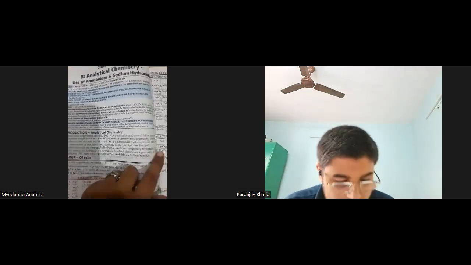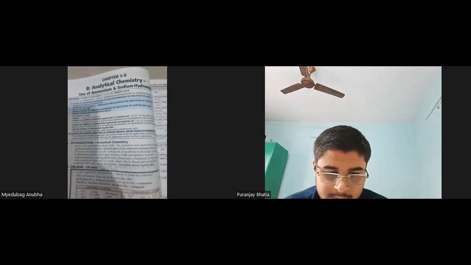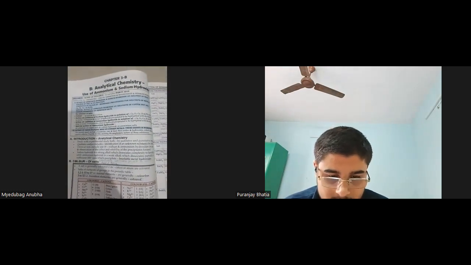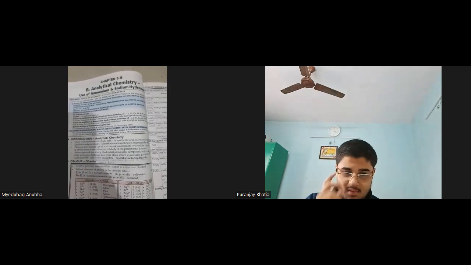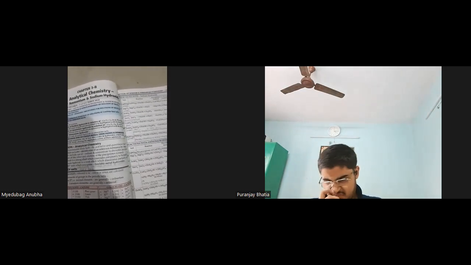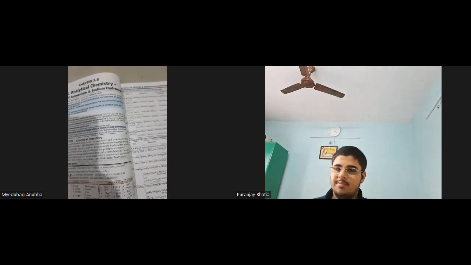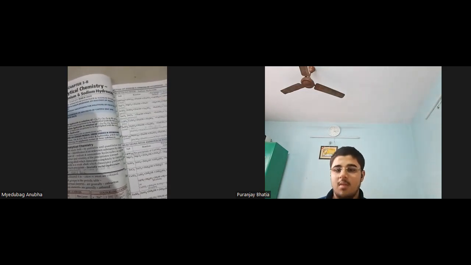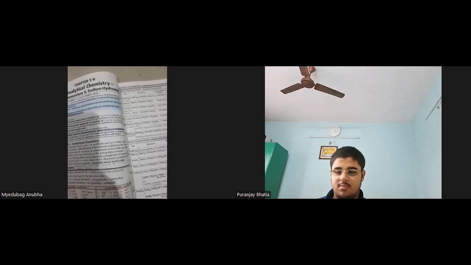Then the chemical tests which we are going to perform include the use of sodium hydroxide and ammonium hydroxide. That's why the chapter contains these two alkalis, ammonium hydroxide and sodium hydroxide. Right? What we have to do is perform these chemical tests. We have to use these two in this particular chapter, and after using them, we have to observe.